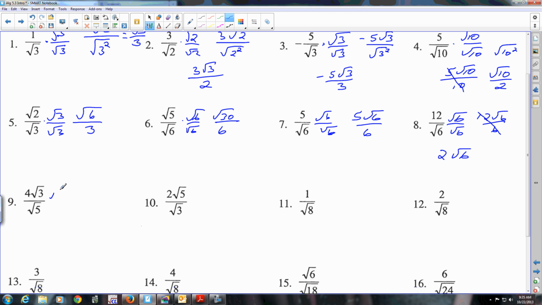Okay, square root of 5, square root of 5. 4 square roots of 15 over 5. Pick number 4, apologize for that. Square root of 3, square root of 3. 2 square roots of 15 over 3. Now from here on, they're different. Up till now, whatever this number is on the bottom, we've been multiplying it on the bottom and top.